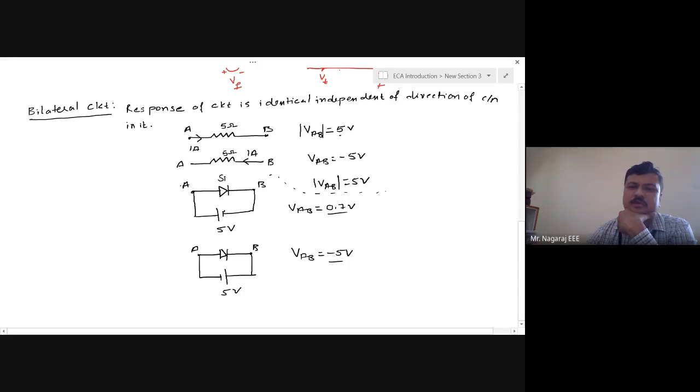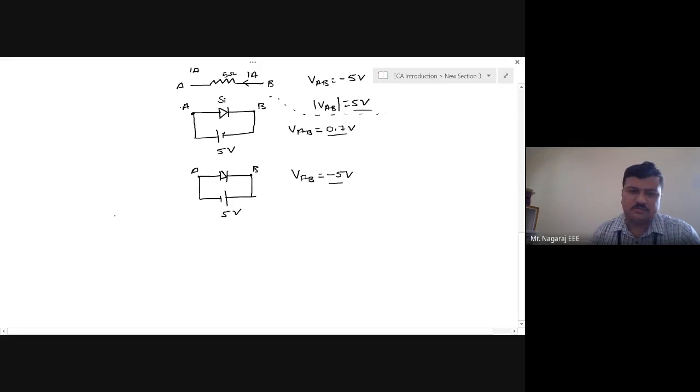But whereas here the value of voltage is same, therefore a resistive, inductive, capacitive circuit is a bilateral circuit, whereas the circuit that contains diodes, transistors, triacs, power electronic devices are unilateral circuits. Okay, so the next part is unilateral circuit, where the response of the circuit is not identical irrespective of the direction of current. Okay, next is unilateral. I won't define it.